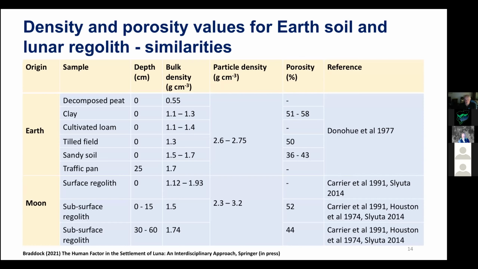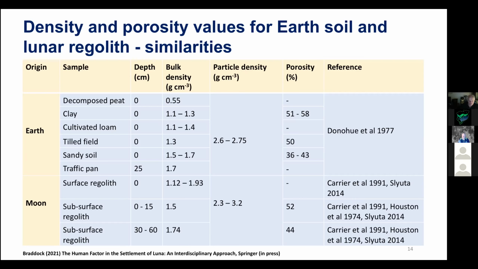And to cut a long story short, when you look at the bulk density, the particle density, and even the porosity, there aren't huge differences between samples on Earth versus subsurface regolith at either 0 to 15 or 30 to 60 centimeters deep. There are some differences, and what I've tried to pick out here is samples that represent decomposed peat right the way through to traffic pan and sandy soil. And you can see we're not too dissimilar. We're a little bit out in some instances, but we're not too dissimilar.